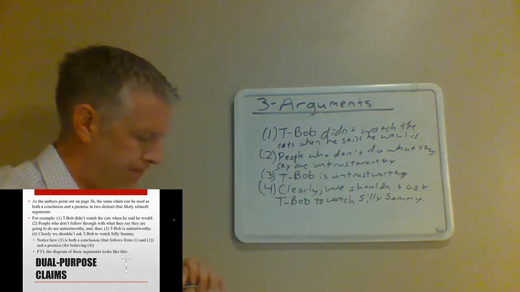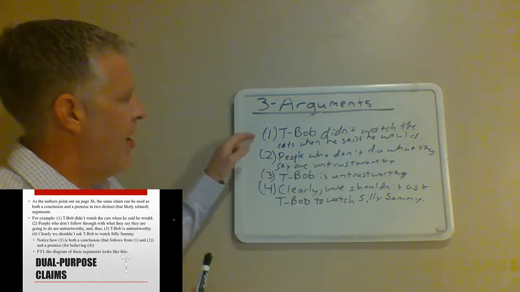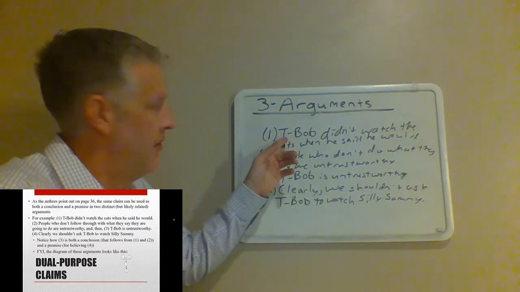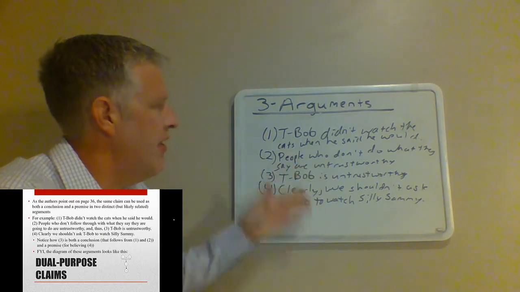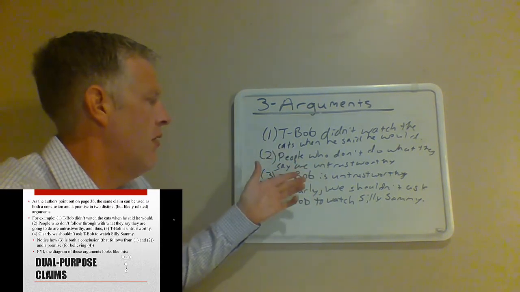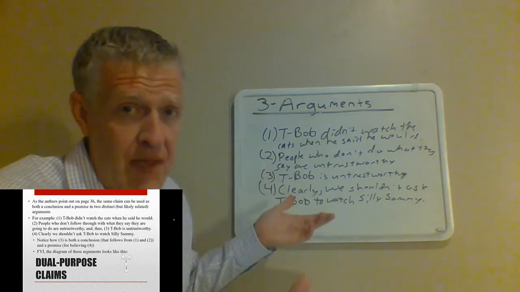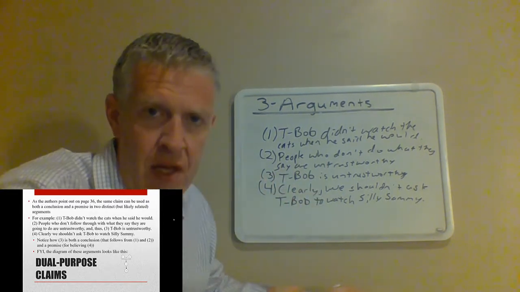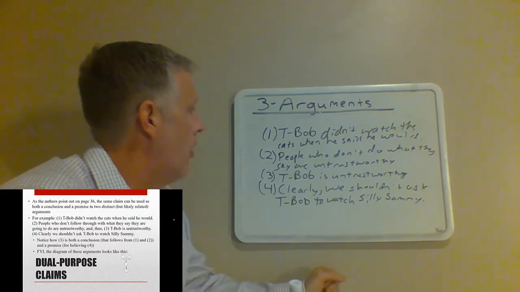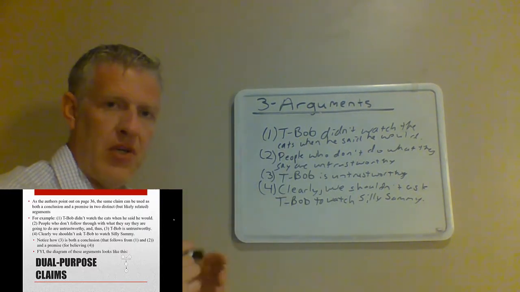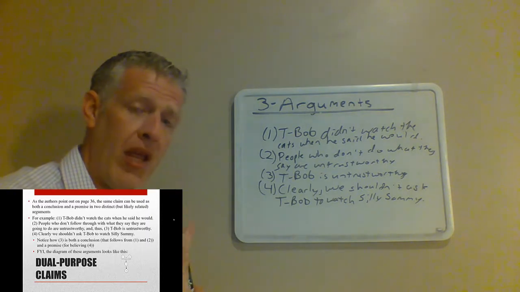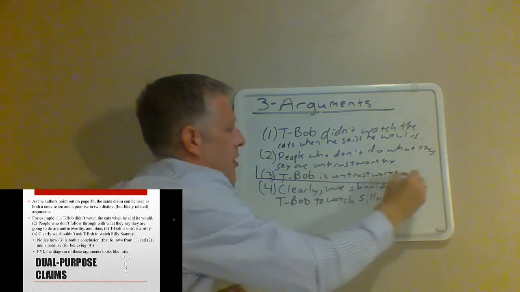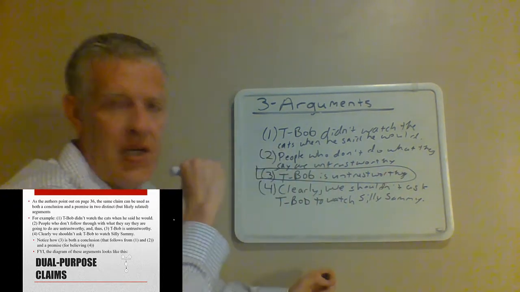Okay, so let's go through this one more time. Imagine someone saying this to you, okay? With not so ludicrous names here: T-Bob didn't watch the Cats when he said he would. People who don't do what they say are untrustworthy. T-Bob is untrustworthy. Clearly, we shouldn't ask T-Bob to watch Silly Sammy, our beloved pet goat. Okay, so you notice here which claim serves as both a conclusion and a premise? This one, right?